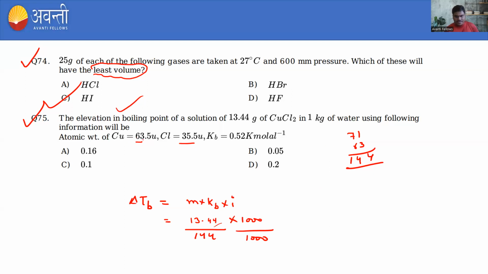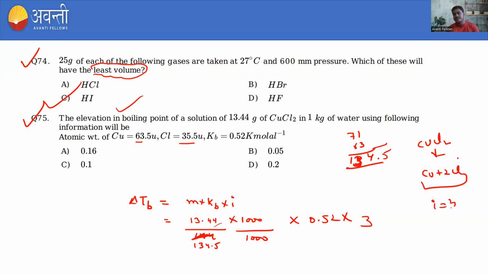134 or how much? This is 63.5 now, so 134.5, sorry. So this comes out to be 134.5. And what is Kb here? 0.52. What is i? You need i because we have copper chloride. Copper chloride, just like CaCl2, has 1 copper and 2 chloride, so i comes out to be 3. Just put the values and you'll get delta T. So delta T comes out to be 0.16. Option A is absolutely correct.